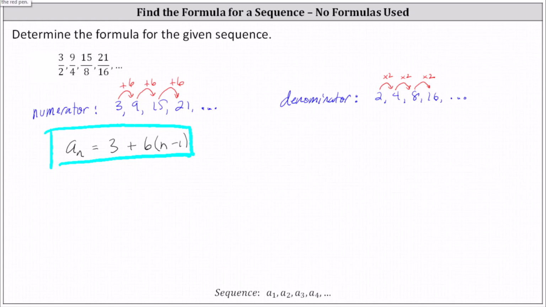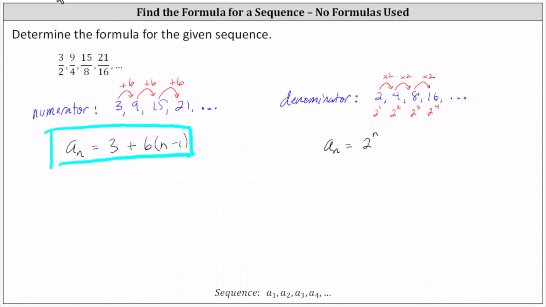Or we might also recognize that 2 is equal to 2 to the first, 4 is equal to 2 squared, 8 is equal to 2 cubed, 16 is equal to 2 to the fourth, and so on, which indicates the formula for the denominator, a sub n, is equal to 2 to the power of n. Notice for a sub 1, we have 2 to the first, which is 2. For a sub 2, we have 2 squared, which is 4, and so on.